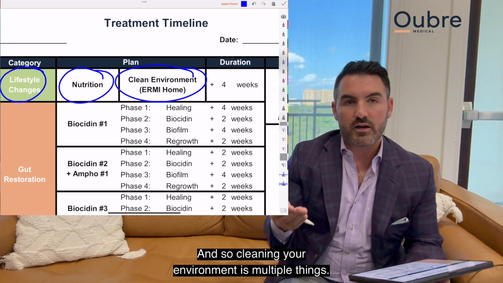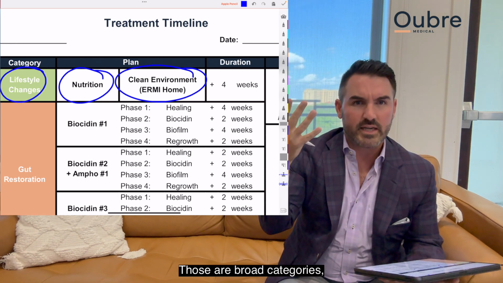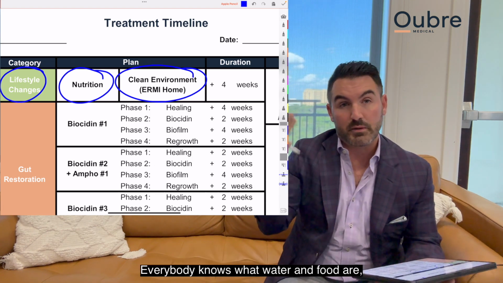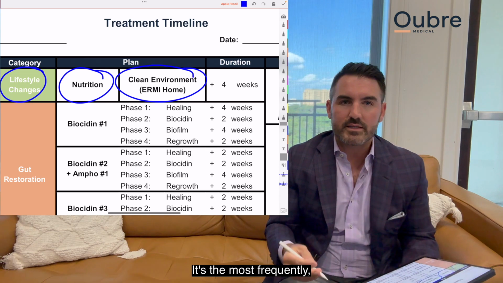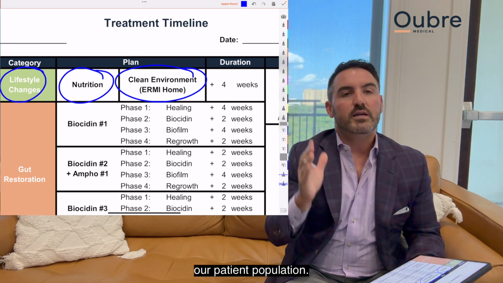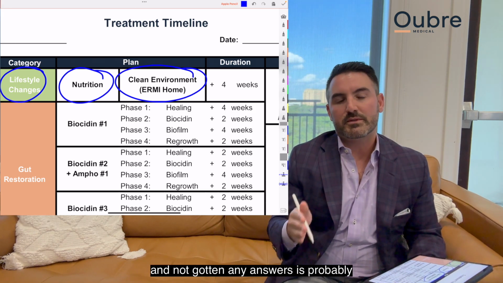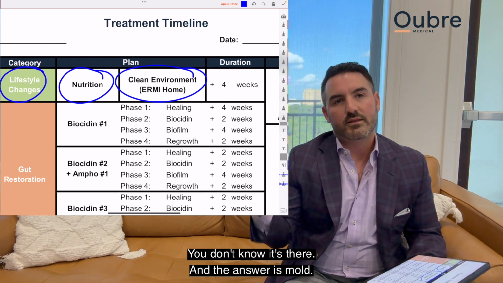Cleaning your environment is multiple things. It's air, food, water, products. Those are broad categories. Products is like shampoos and soaps and things. Everybody knows what water and food are. But number one is air. It's the most frequently, and I'm pausing, it's the most frequently missed thing in our patient population. The number one reason you've seen 10 doctors and not gotten any answers is probably because something is in your air and you can't smell it, you don't know it's there, and the answer is mold.